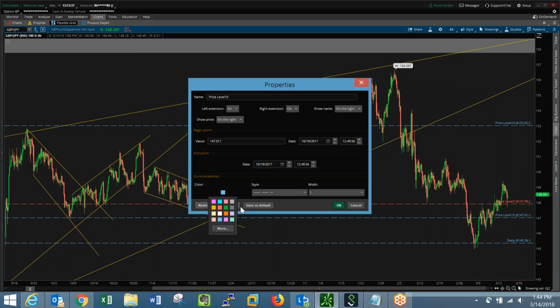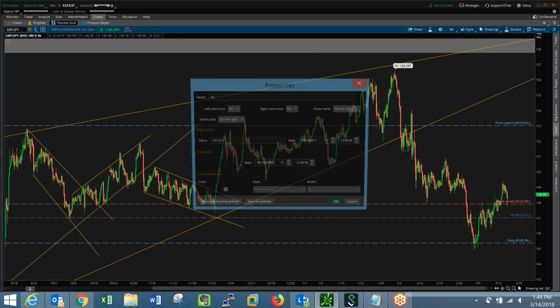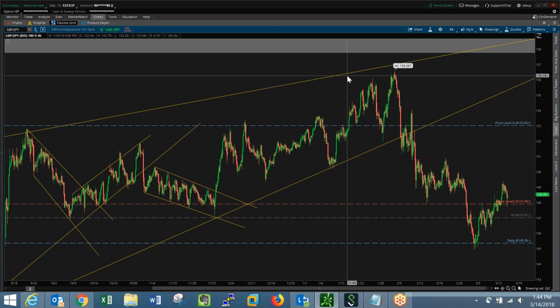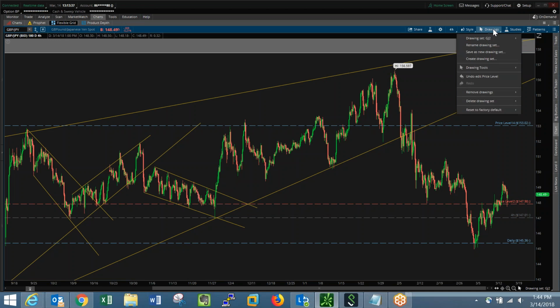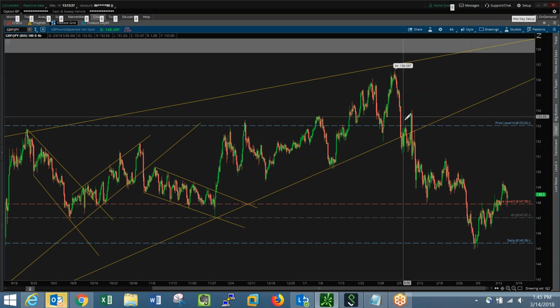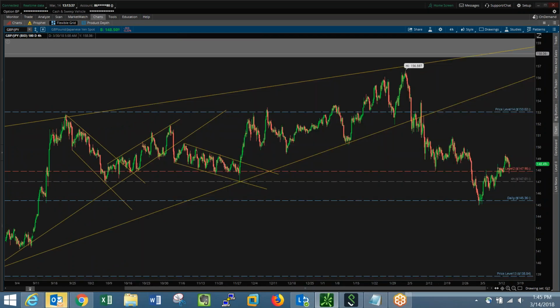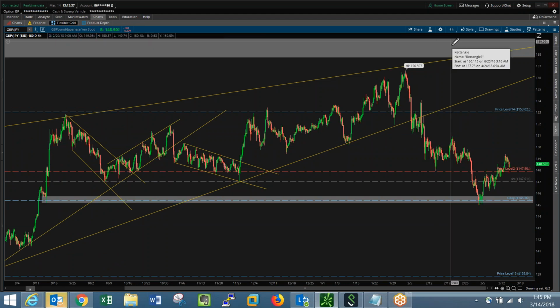Let's do 4 hour. Okay, so we've got our 4 hour now set for support and resistance. Actually see off of that level right there, nice little supply zone.